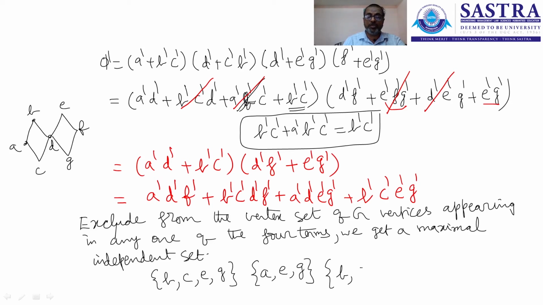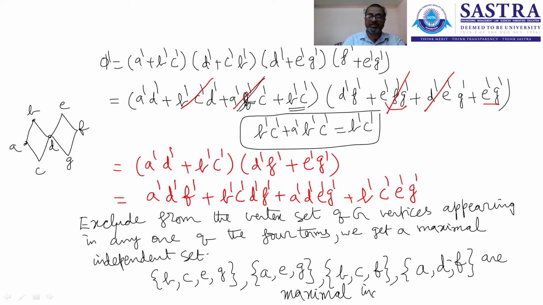So I'll have B, C, and F. And the last one would be A. So I have A, D, F. A, D, F are maximal independent sets. So these are the maximal independent sets for this given graph.